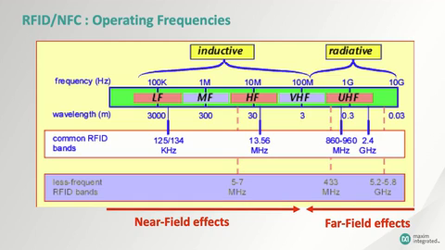The frequencies most often used by RFID systems fall into several broadly defined bands. The low-frequency bands, centered around 125 and 134 kHz, the high-frequency 13.56 MHz band, UHF bands in the 860 to 960 MHz frequency range, and the 2.4 GHz microwave band. Now, in contrast, NFC systems use only the 13.56 MHz high-frequency band.